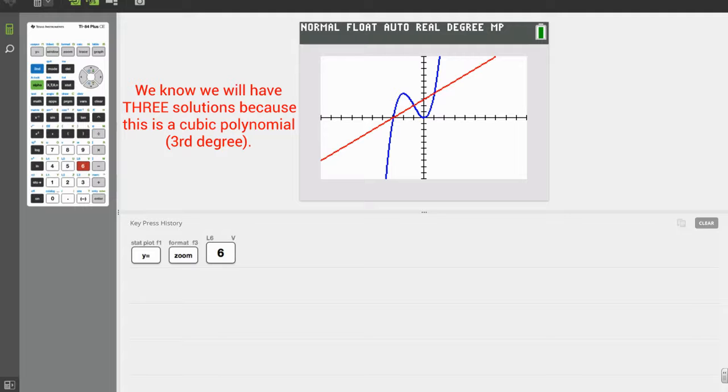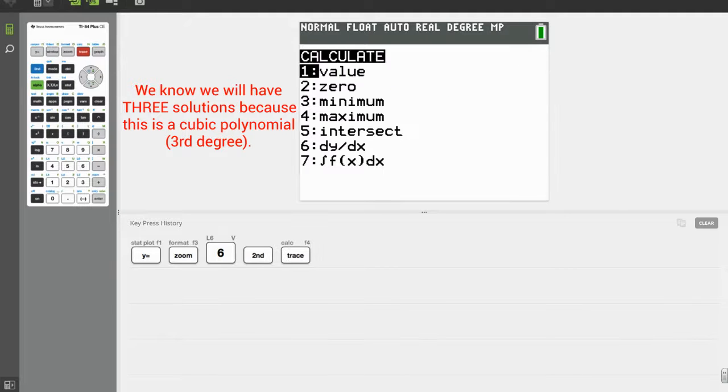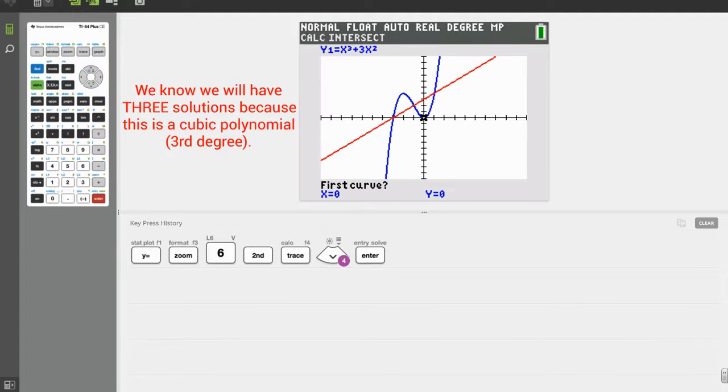All right, so what do we have to do? We have to go to the calc feature, which means we're going to go to second trace, because calc is a word above the trace button. So again, second trace to get there, and we're going to choose number 5 for intersect. We're going to move our little spider closest to the intersection that we want to find, and we're going to hit enter 3 times. First curve, enter. Second curve, enter. Guess, enter. And the first value of x we get is -3.